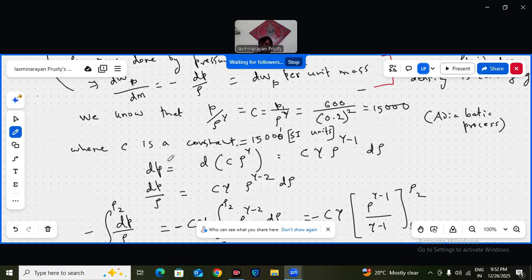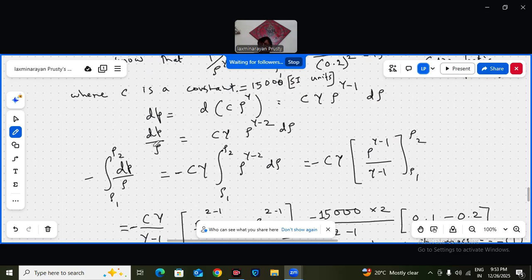So C is how much then? 15,000 SI units. So dP is equal to how much? d of C rho to the power gamma, so C gamma rho to the power gamma minus 1 d rho. So dP by rho will be how much? Divided by rho, C gamma rho to the power gamma minus 1 by rho means gamma minus 2 into d rho. Okay, fine. Now integrate this dP by rho with a minus sign from rho 1 to rho 2.